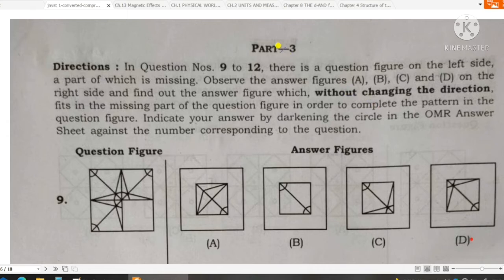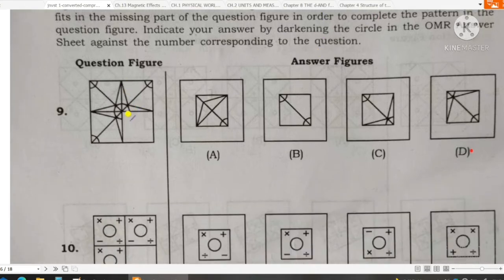Now part number 3, where an incomplete figure is given.